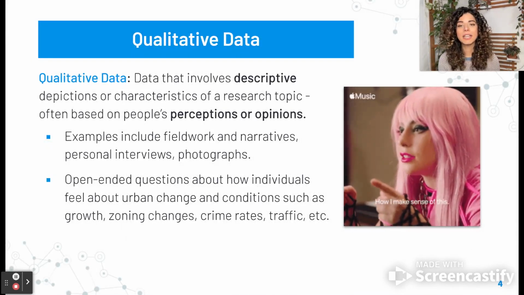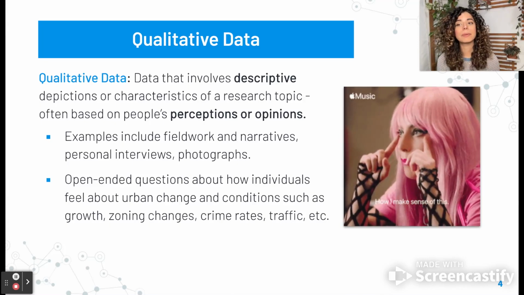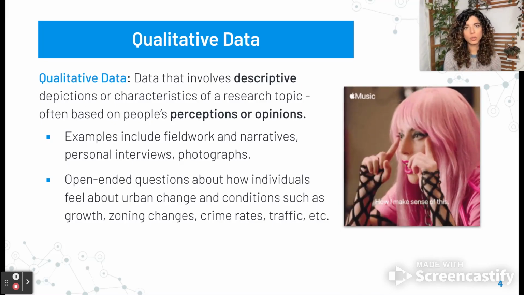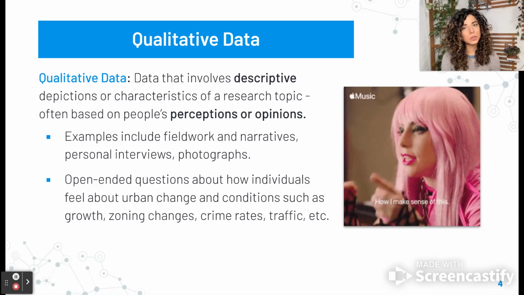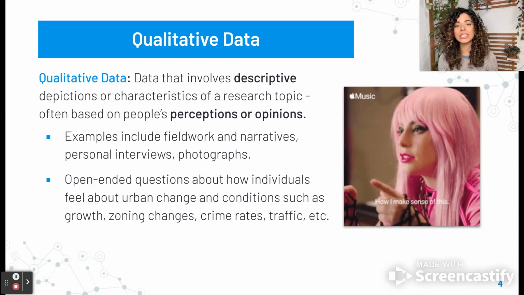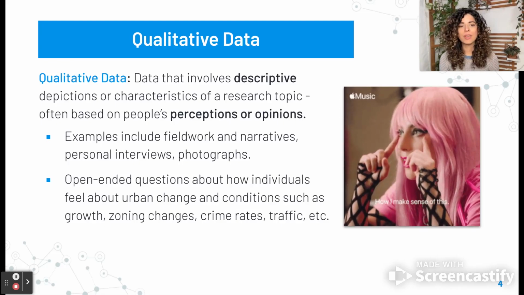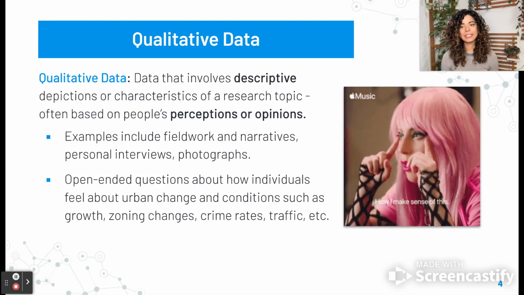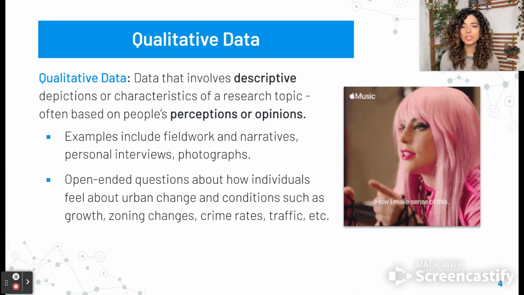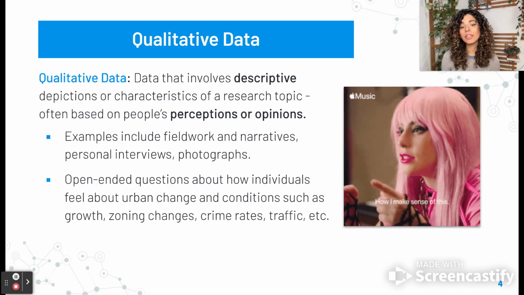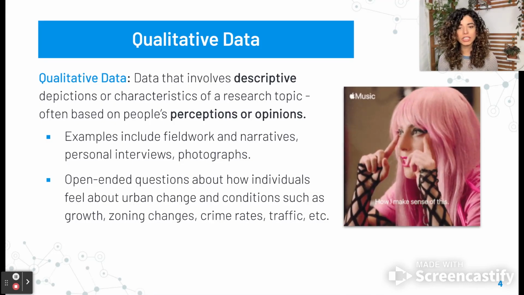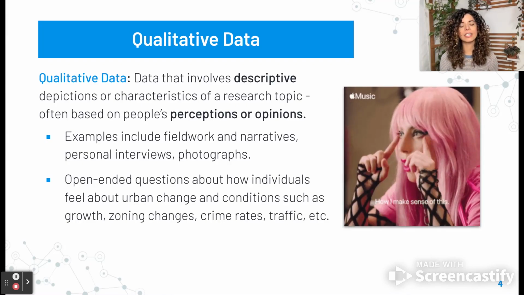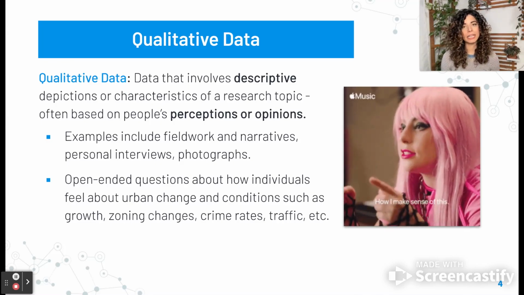So for qualitative data, this involves descriptive depictions or characteristics of a research topic, often based on people's perceptions or opinions. Examples include fieldwork, narratives, personal interviews, photographs, and observations that you just see yourself and maybe write down in your fieldwork. Typically, this involves open-ended questions about how individuals feel about urban change and how they feel about conditions such as growth, zoning changes, crime rates, traffic, etc. So qualitative, again, think of descriptive, and sometimes can be opinion-based.